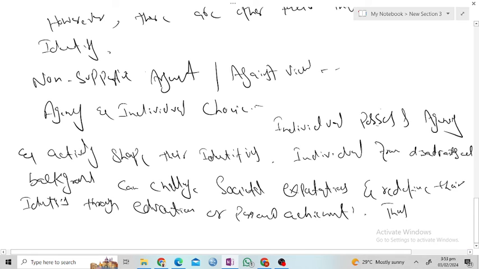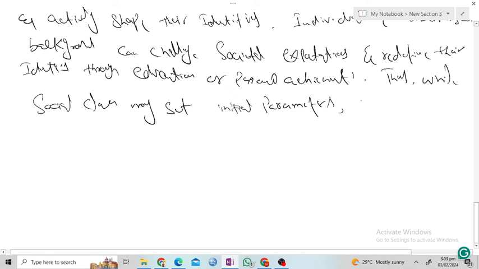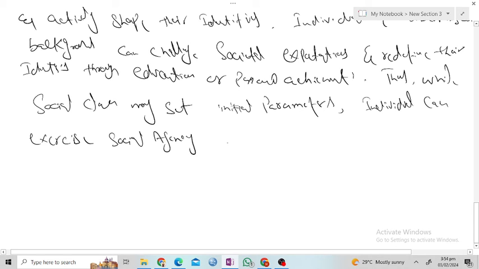Thus, while social class may set initial parameters, individuals can exercise social agency in constructing their identities.